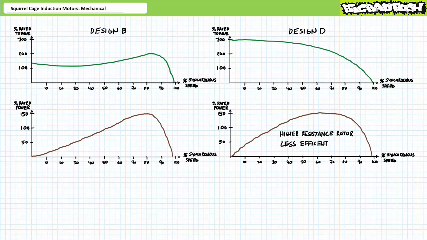Now, before you take the time to memorize these charts, let me make this important disclaimer. They are only reasonably accurate. A specific manufacturer might sell design B motors that do not produce 100% of rated torque at exactly 97% of synchronous speed, but rather at 98% or even 95%. An entirely different manufacturer might sell design D motors that don't produce exactly 300% of rated torque at locked rotor conditions, but rather 280%. You get what I'm saying.